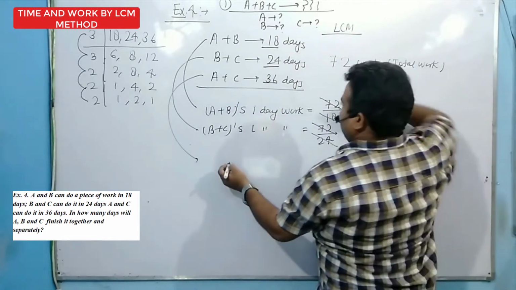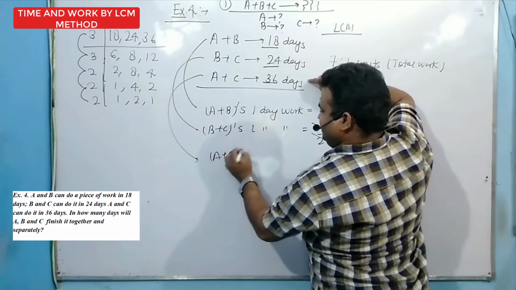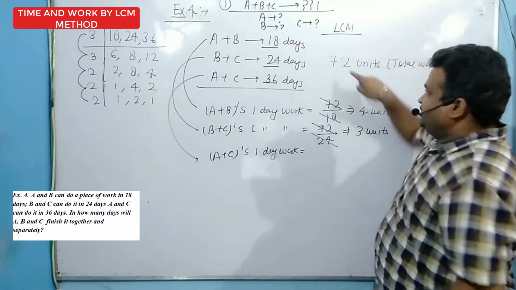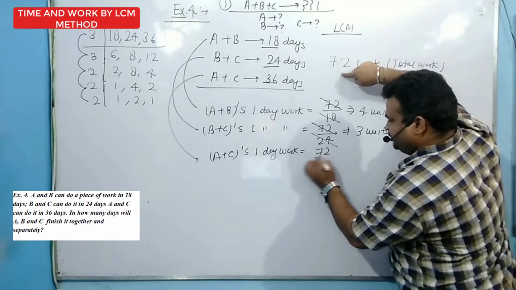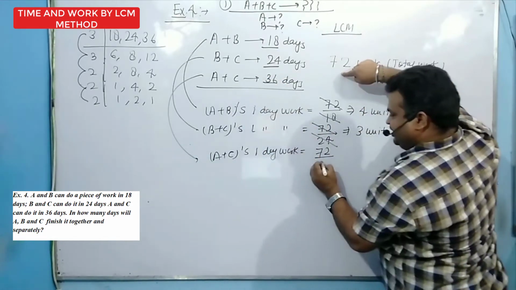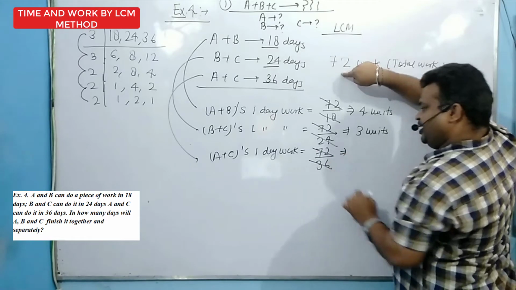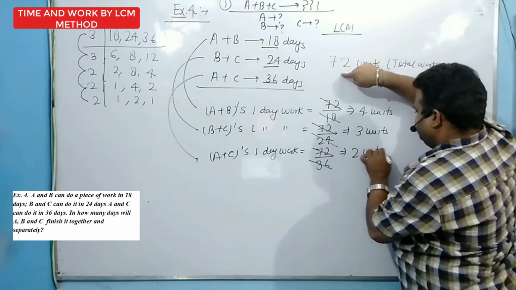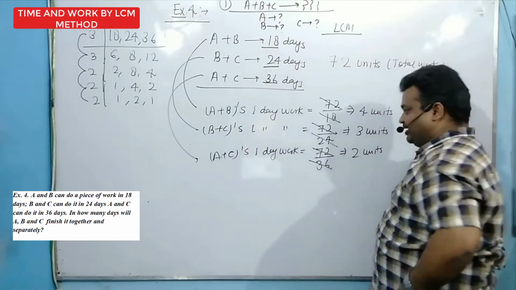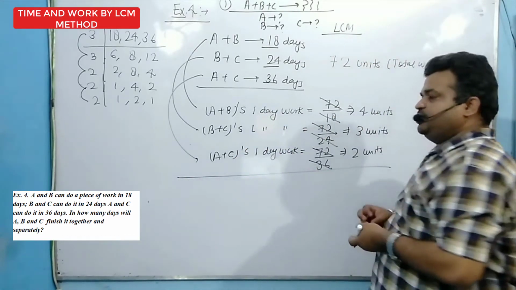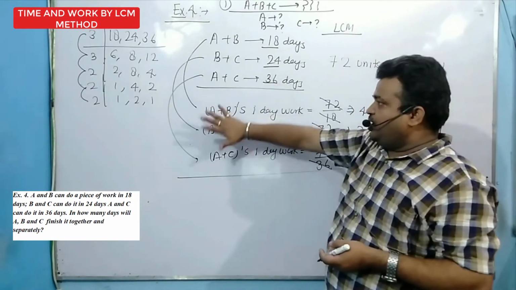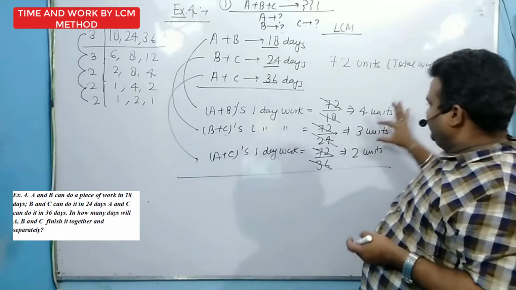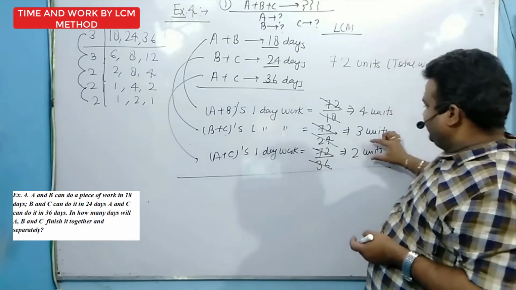Now what is A plus C's 1 day work? 72 is the total unit, and A and C together take 36 days. So how many units do they produce together? 72 divided by 36 is 2 units. Now the per day work is already calculated. A and B's 1 day work is 4 units per day. B and C's 1 day work is 3 units per day. A plus C's 1 day work is 2 units per day.